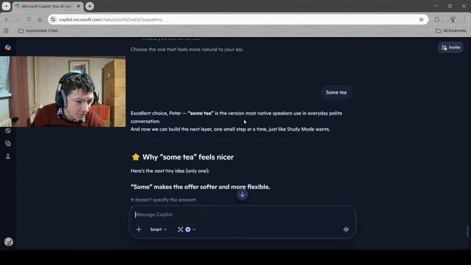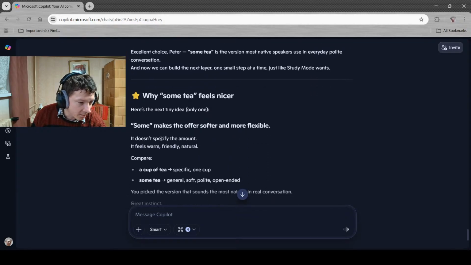Some tea. Excellent choice, Peter. Some tea is the version most native speakers use in everyday polite conversation. And now we can build the next layer, one small step at a time, just like study mode wants. Why some tea feels nicer? Here's the next tiny idea, only one. Some makes the offer softer and more flexible. It doesn't specify the amount. It feels warm, friendly, natural.